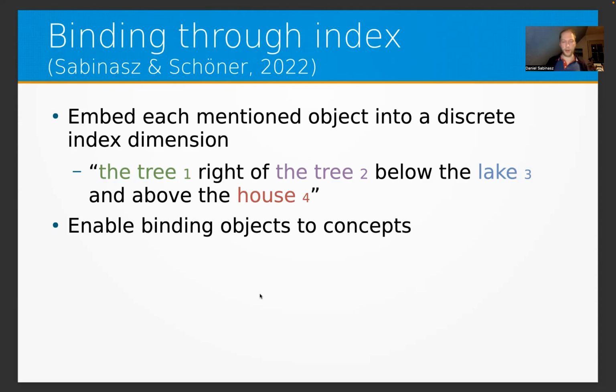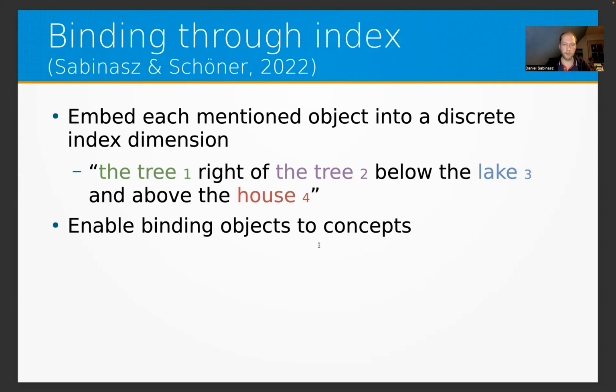So what does binding through index mean? There are multiple ingredients to this theory, actually. The first one is that we assume that the language preprocessing system of the brain embeds each mentioned object into a discrete index dimension. Another way to put this is that the language processing system assigns a unique index to every mentioned object.